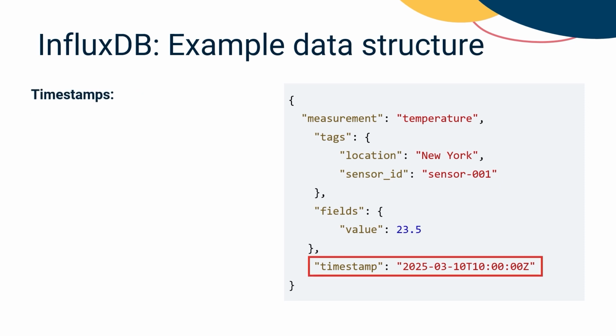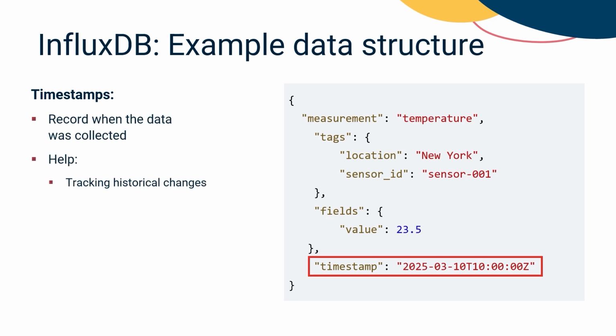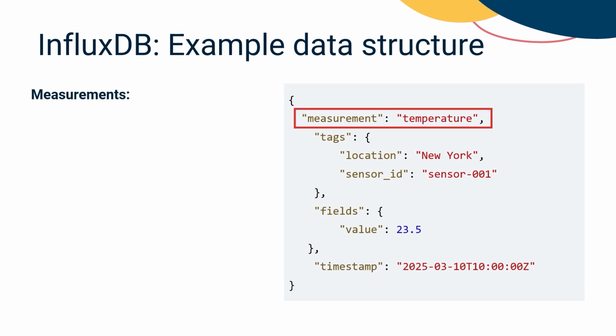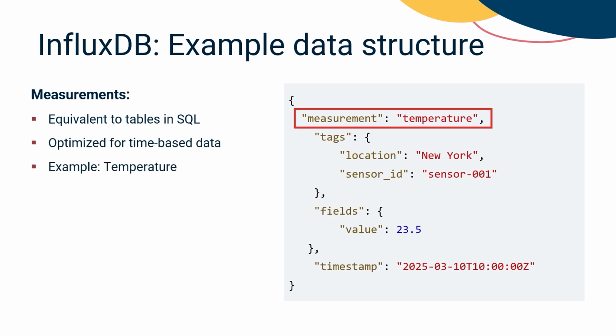Each data point has a timestamp. It records when the data was collected, making it easy to track historical changes and retrieve time-based trends. The time format used in this time series database entry follows the ISO 8601 standard for timestamps. Unlike relational databases, InfluxDB does not use traditional SQL tables, but organizes data into measurements, tags, and fields. Measurements are equivalent to tables in SQL but optimized for time-based data. In this case, the measurement is temperature.